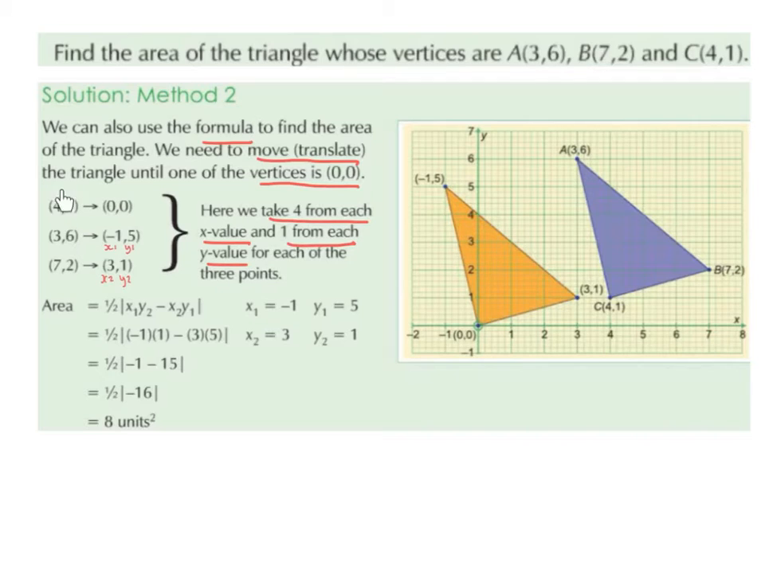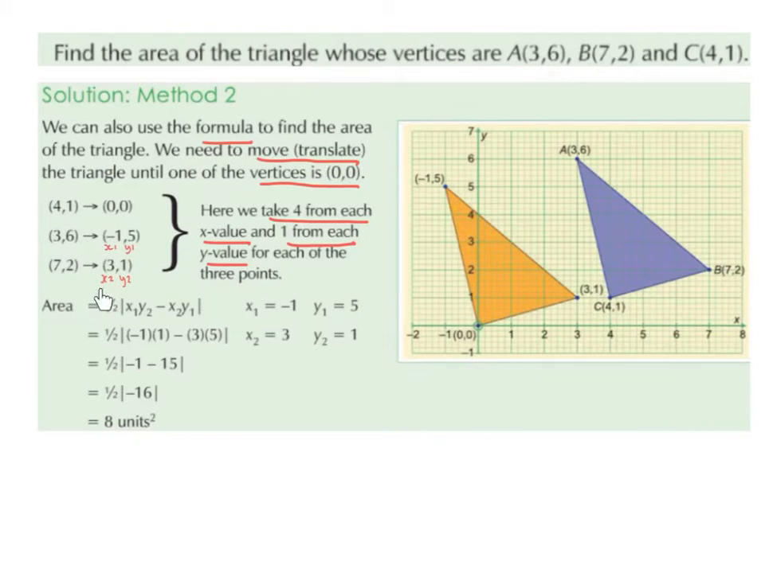These are my 3 coordinates of the vertices of my triangle. I'm going to take 4 away from each x value. So I have an x value of 3, and 3 minus 4 is minus 1. And I have an x value of 7, and 7 minus 4 is 3. So there are my 2 new x values. Now I'm going to take 1 away from each y value. 6 minus 1 is 5, and 2 minus 1 is 1. So these are now the coordinates of my new triangle: (0, 0), (-1, 5), and (3, 1).